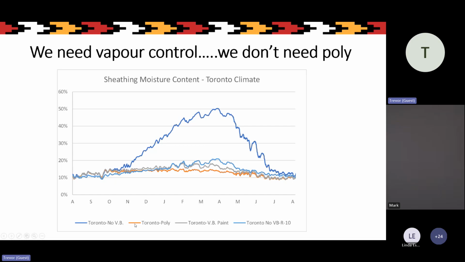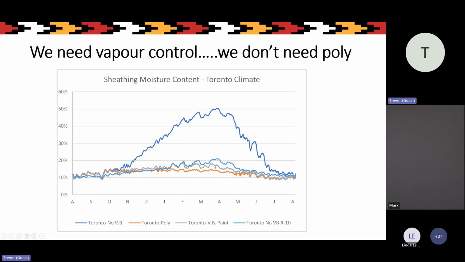So what we usually do is we add this poly layer. So the orange line shows, what if we just add that poly layer? If we just add that poly layer, no problem. It takes our moisture contents down to well below 20 throughout the year. But we do have other options, especially in the Toronto climate. What about vapor barrier paint? If you remember that chart we showed, vapor barrier paint is much more vapor open than a polyethylene sheet, but still can be used to control vapor.